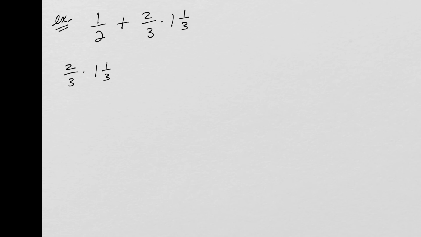Well, how do I do this? Well, I need to convert that mixed number into an improper fraction. So this will be 2/3 times, what's that going to be? 3 times 1 plus 1 is 4 over 3. Now I can multiply them together, right? I can't simplify first, so 2 times 4 is 8, and then 3 times 3 is 9. So this problem now becomes 1/2 plus, and this piece we just found was 8/9, right? This is 8/9.